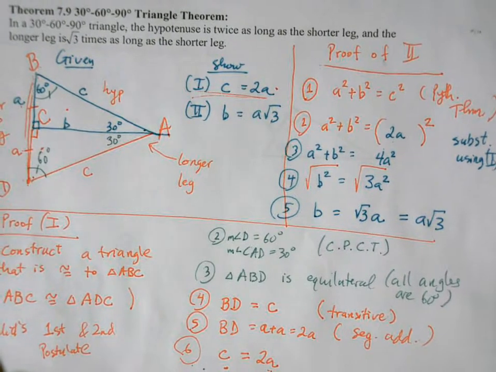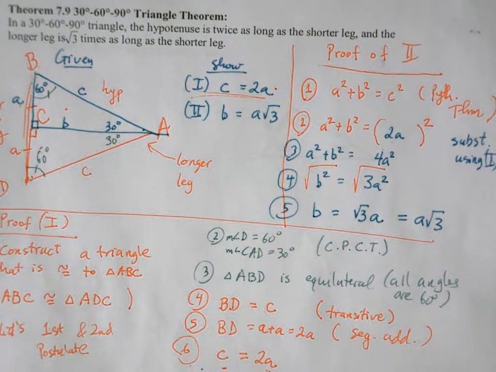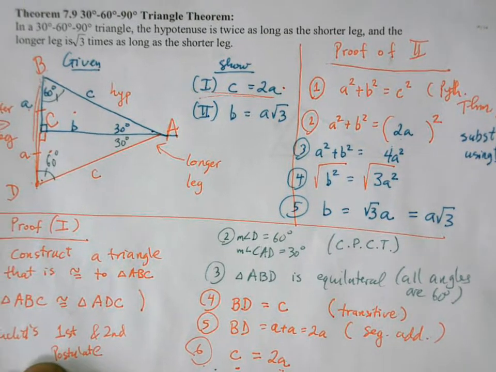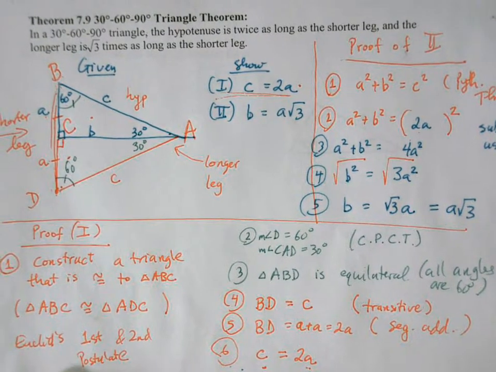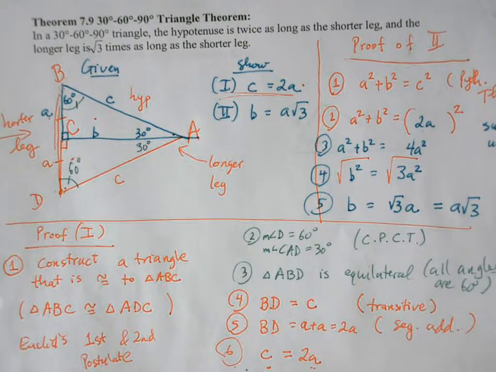Thank you for watching. There are some other examples in the assignment that show you how to apply this theorem. But the main idea we get from here is that there is a very special relation between the hypotenuse and the legs of a 30-60-90 right triangle.